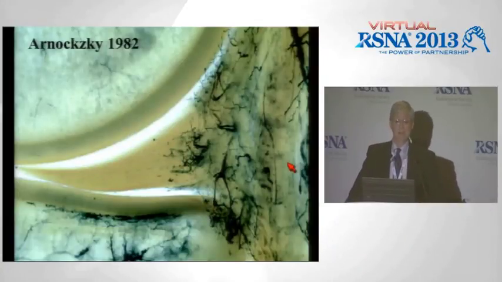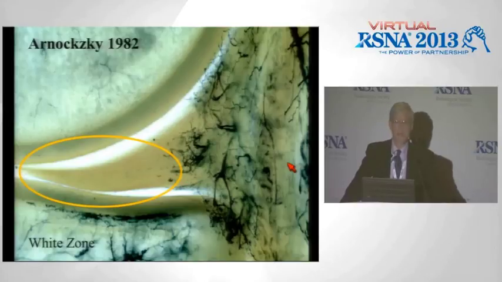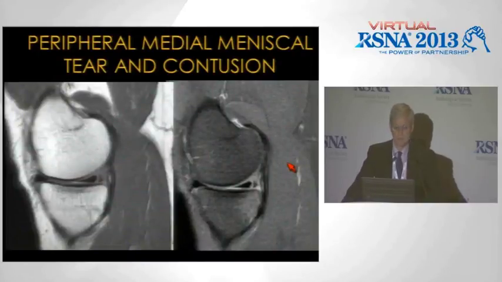So in 1982, Dr. Arnoczky did microvascular evaluation of the menisci, really telling us about these red and white zones. If we look at the inner two thirds of the meniscus, it is avascular, and that means it has limited ability to heal itself. But if we look peripherally, that peripheral third of the meniscus is vascularized, so it has potential to heal itself. And we have to tell our surgical colleagues where the tear is. Is it in the white zone, or is it in the red zone?